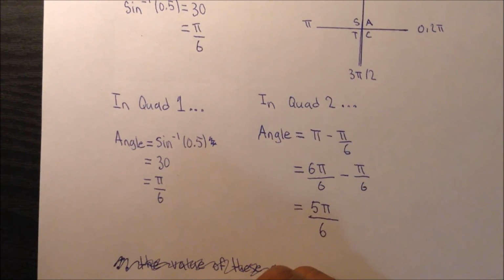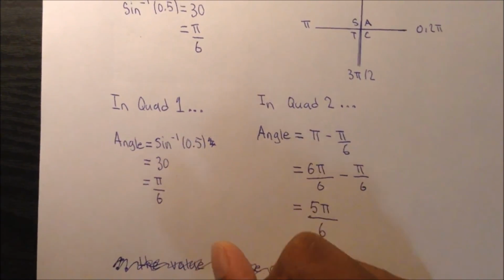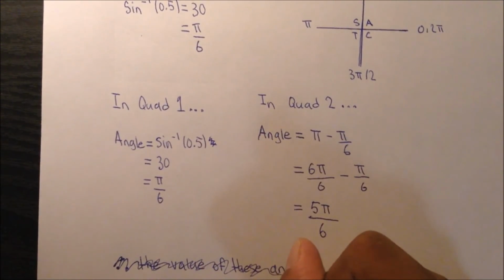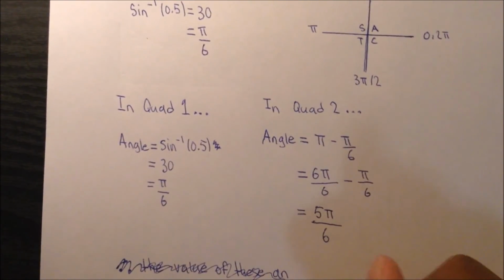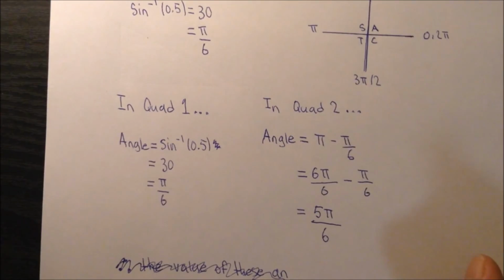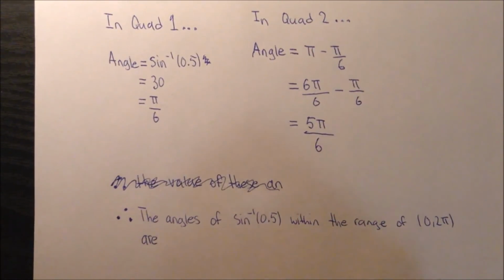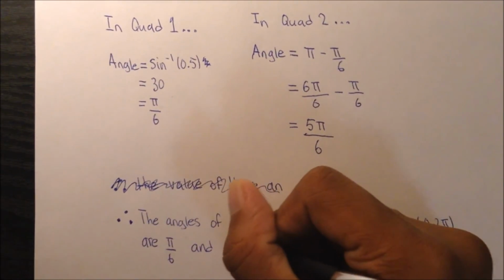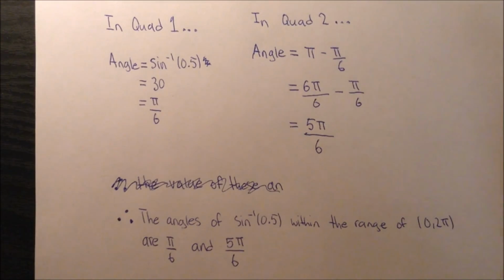So for our therefore statement, the angles of sine to the power of -1 bracket 0.5 bracket within the range of 0 and 2 pi are pi over 6 and 5 pi over 6. So that would be all for today's lesson.